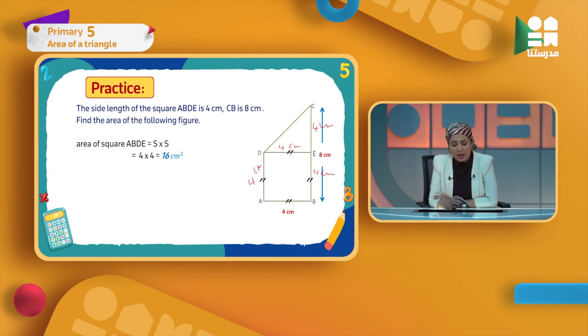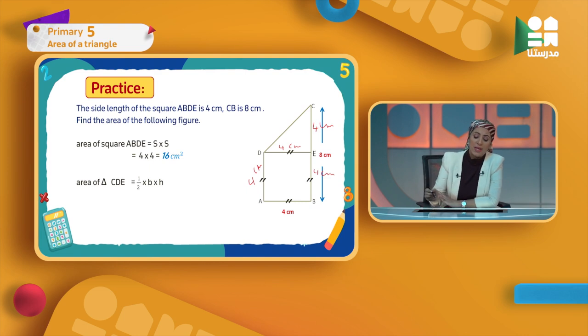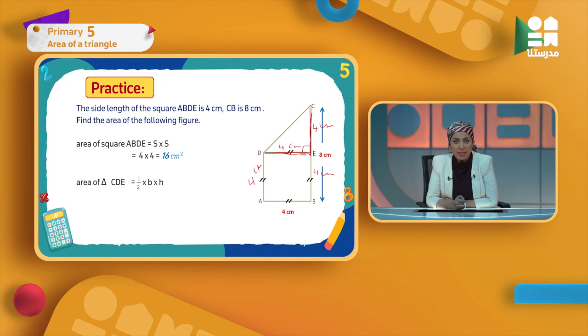We said that the area of any triangle is half base times height. Then here, triangle CDE, I want its area, which is half base times height. It is a right angle triangle at point E. Now, I want to get its area. My base here is DE, which is 4 centimeters. And my height, CE, is also 4 centimeters.